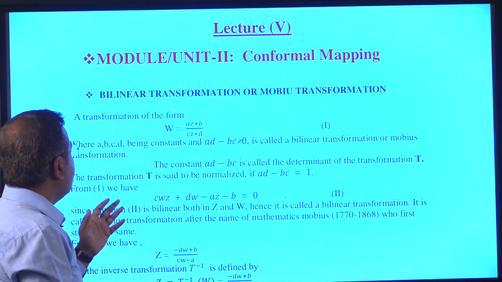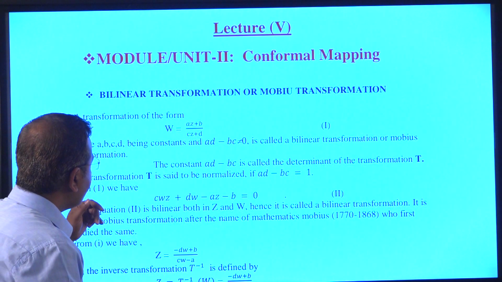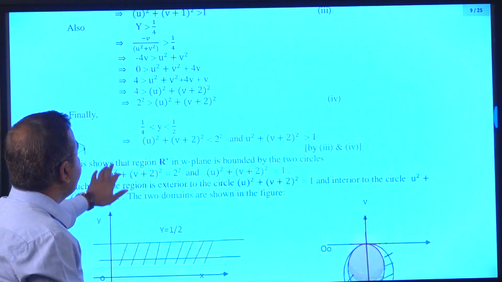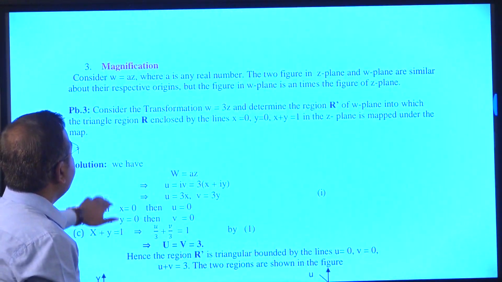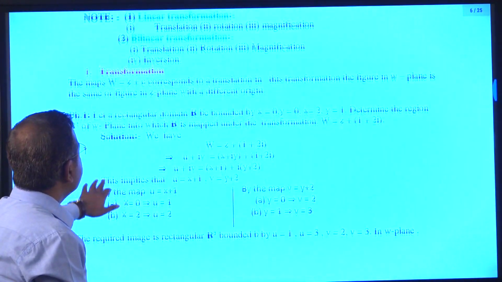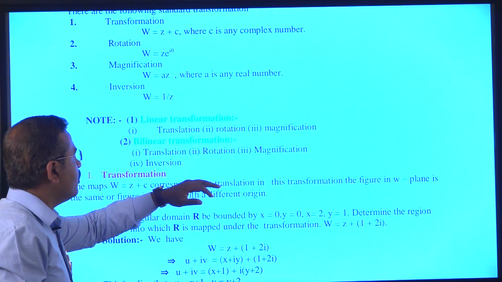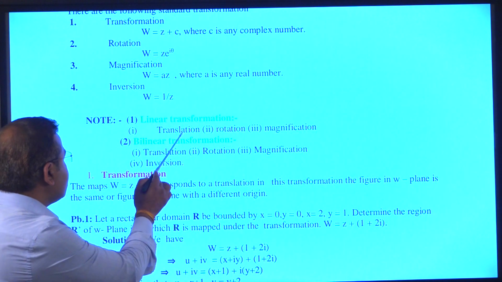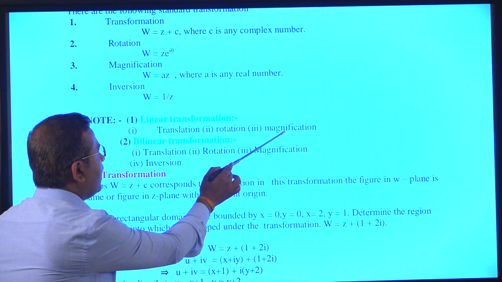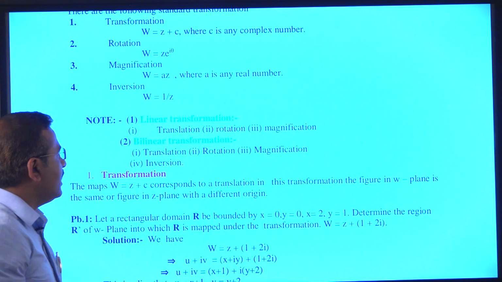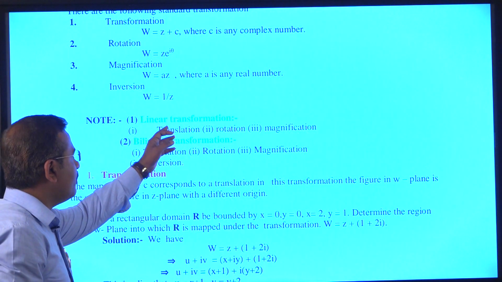We have already discussed the linear transformation. The linear transformation means those transformations which satisfy translations, rotations and magnifications. If these three results are satisfied, then we can say that it is a linear transformation.